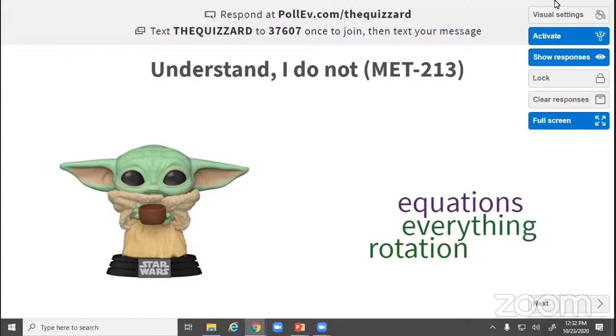Rotation. I'm going to need a little context. Maybe it was the rotation equations, maybe. I don't know. I need a little more context. Rotation is a big topic.